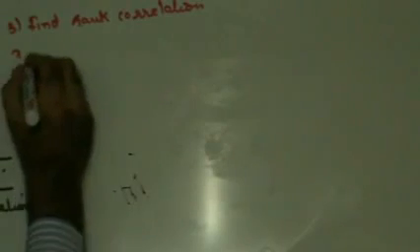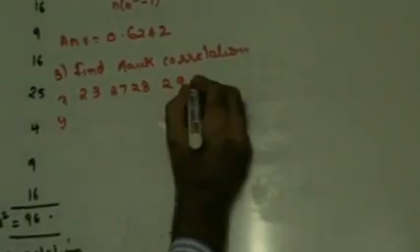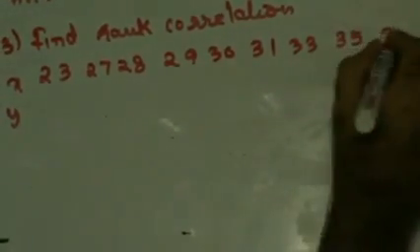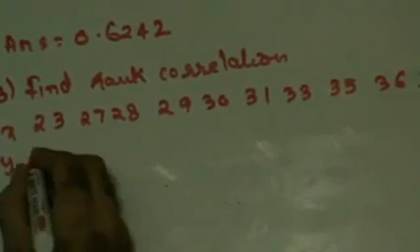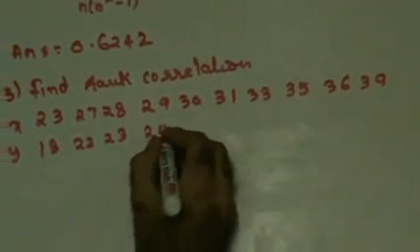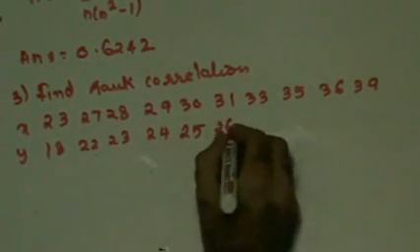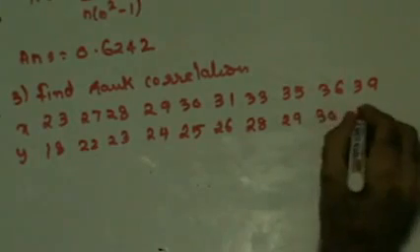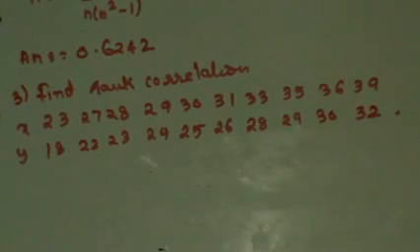Find rank correlation. X, Y. I'm giving you some for practice. X: 23, 27, 28, 29, 30, 31, 33, 35, 36, 39. Y: 18, 22, 23, 24, 25, 26, 28, 29, 30, 32. Right? So that's your data given to you.